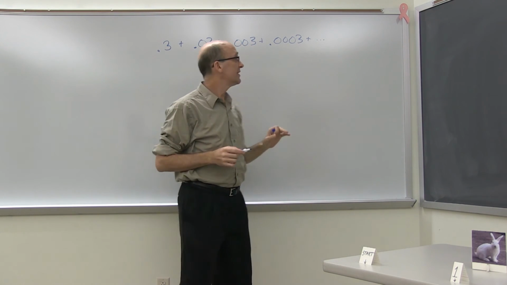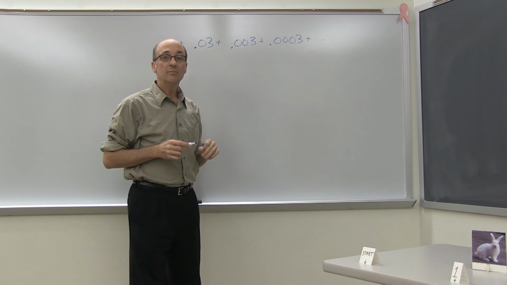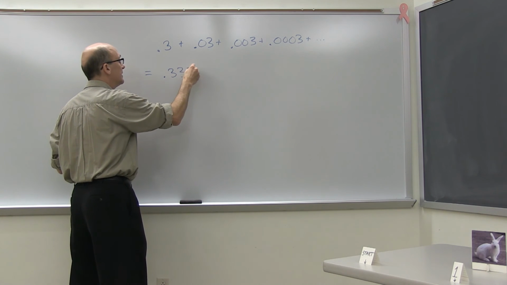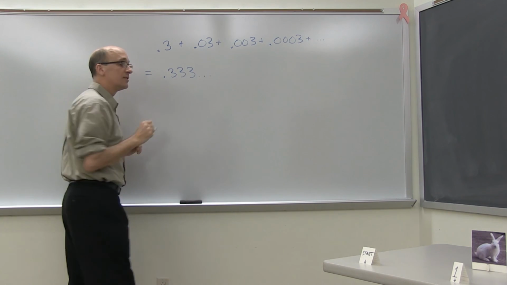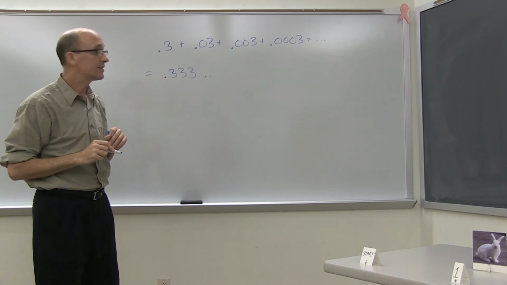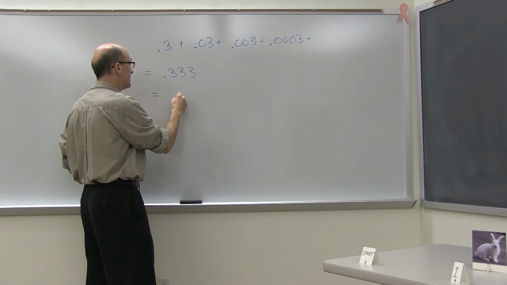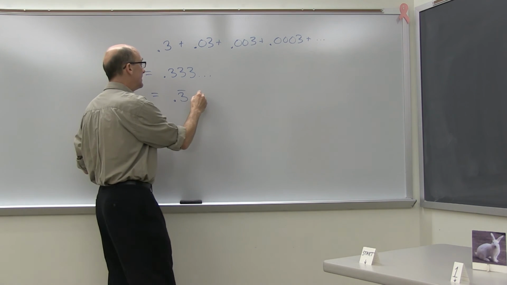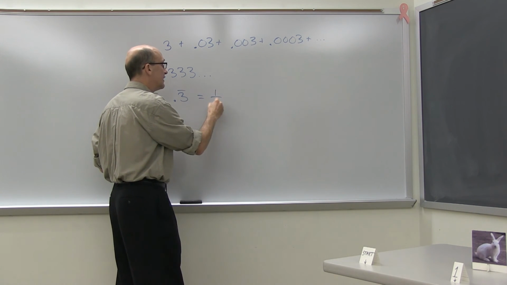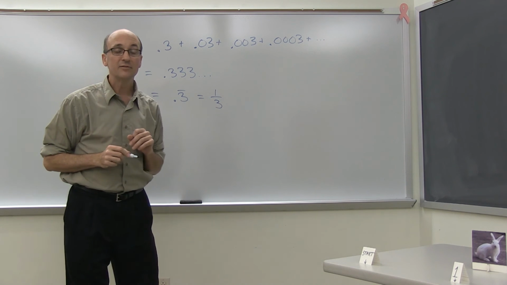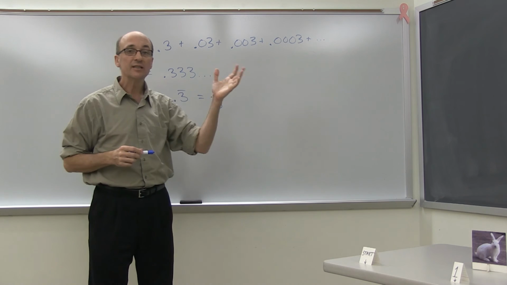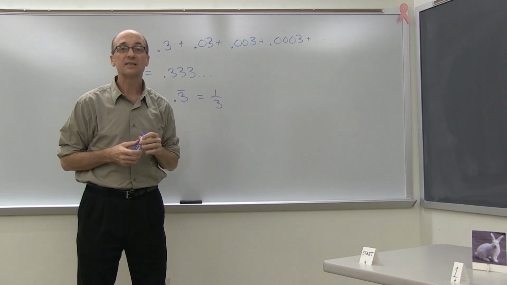all positive quantities. It's an infinite sum, but it adds up to something very familiar, 0.333, all threes in a decimal expansion that goes forever. Sometimes that's written 3 with a line over it to mean continue. And that is the decimal expansion of the very finite and familiar number 1/3. So this is an example of where one of his statements is wrong.